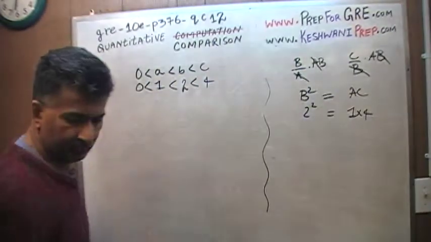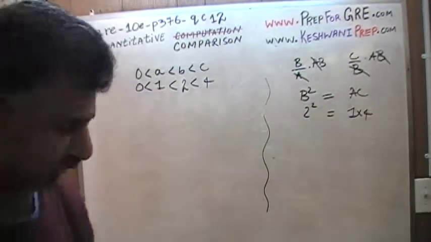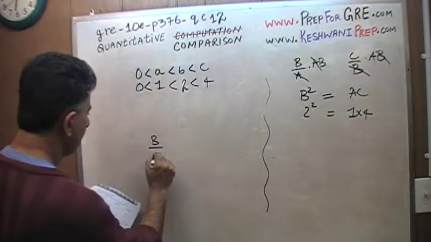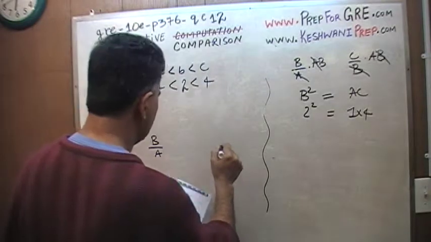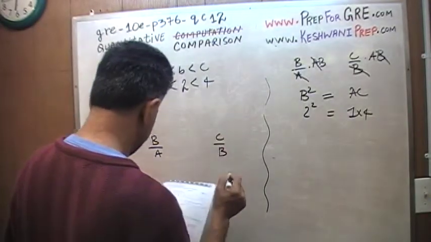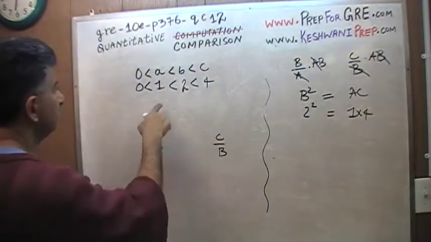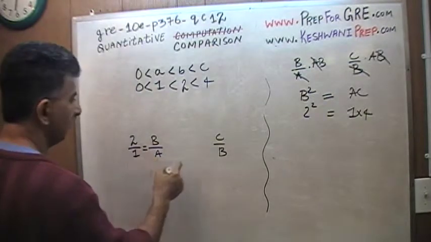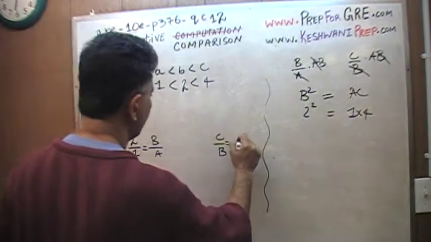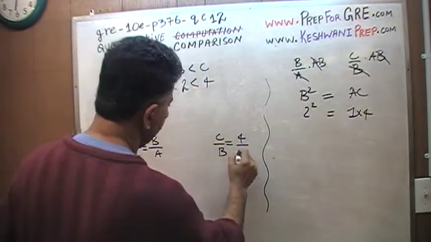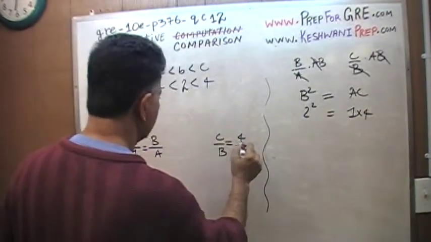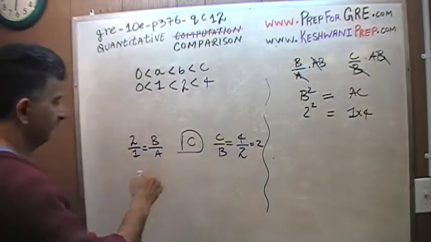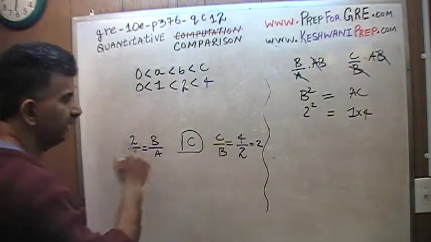In this case, the two quantities that we have to compare are B over A versus C over B. B over A: B is 2 versus A, which is 1. And C, which is 4, over B, which is 2, which is also 2. Voila, the answer is C. Answer in this case is C. Column A equals column B.